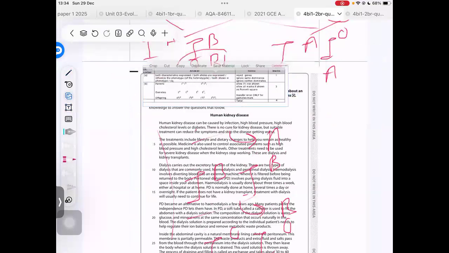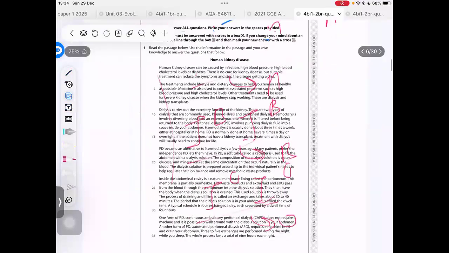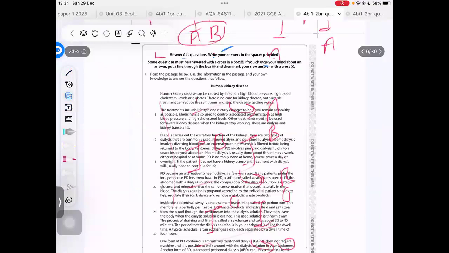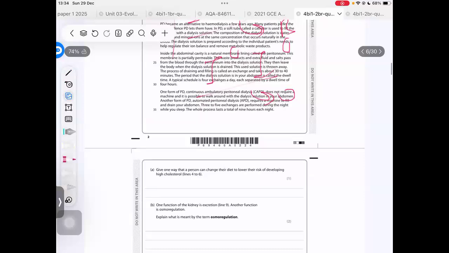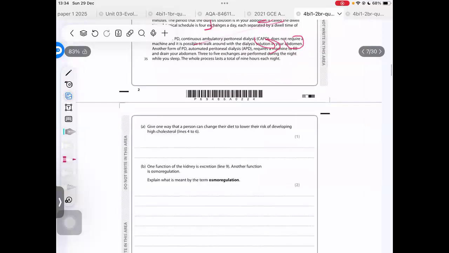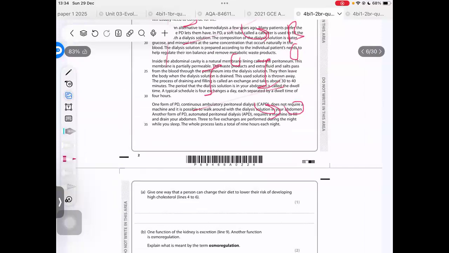Now you can see this is a paper 2 question, 2022 June paper I have taken. So you can see here they're asking, give one way that a person can change their diet to lower the risk of developing high cholesterol. So basically here they have asked us to refer to line 4 and 6.